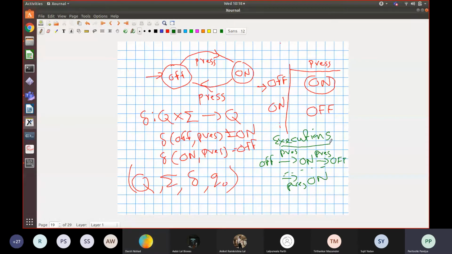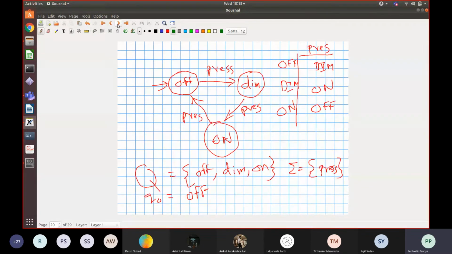Yes, sir. So such a sequence is called an execution, right? We'll do execution on the given sequence of input. So press is input, and suppose somebody did 4 presses. So they did press to the power 4, which means a sequence of 4 presses. What will the execution look like?